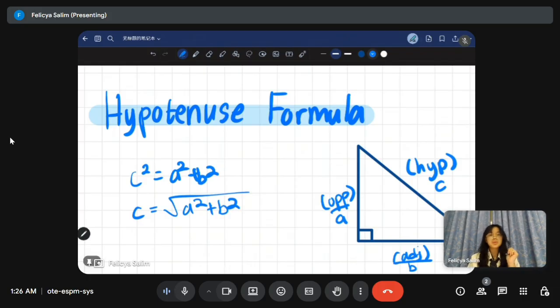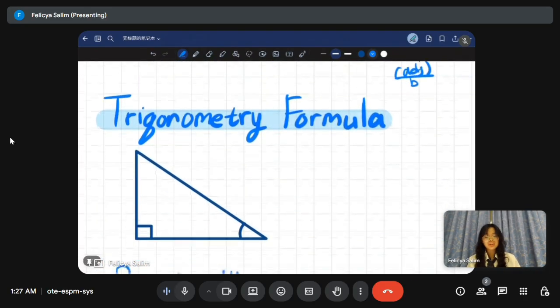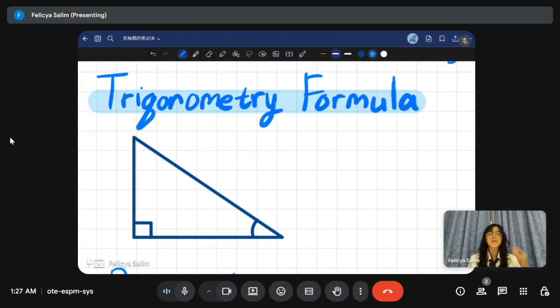This formula can be used to find not only the hypotenuse actually, but all the other sides of the right angle triangle if you were given the two other sides. And be reminded that this is only allowed to be used if it's a right angle triangle. Other than that, you are not allowed to use this formula because I'm afraid it will be a different value. So then, we're going to get to the trigonometry formula, learning about the ratios between the lengths and the angles in sin, cos, and tan.